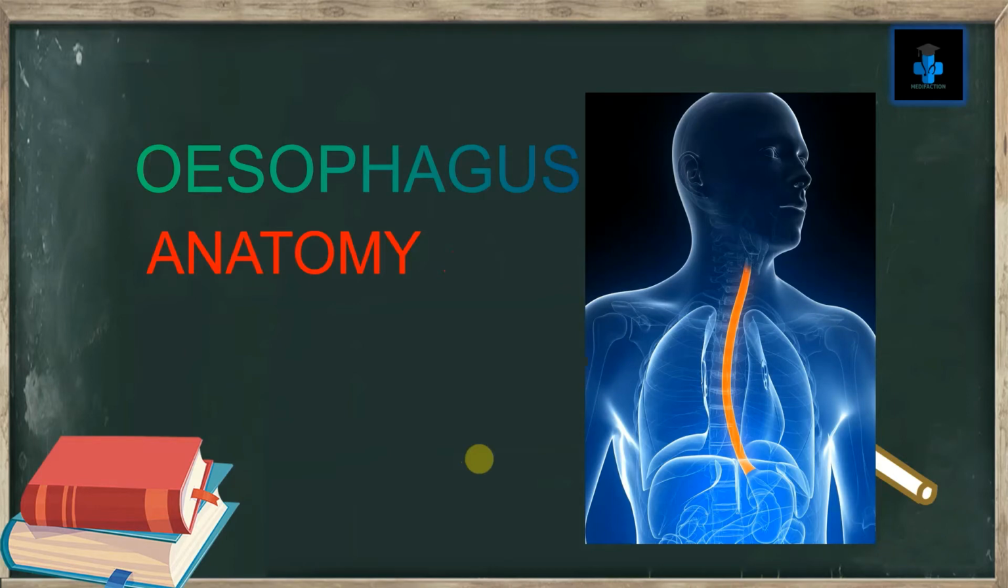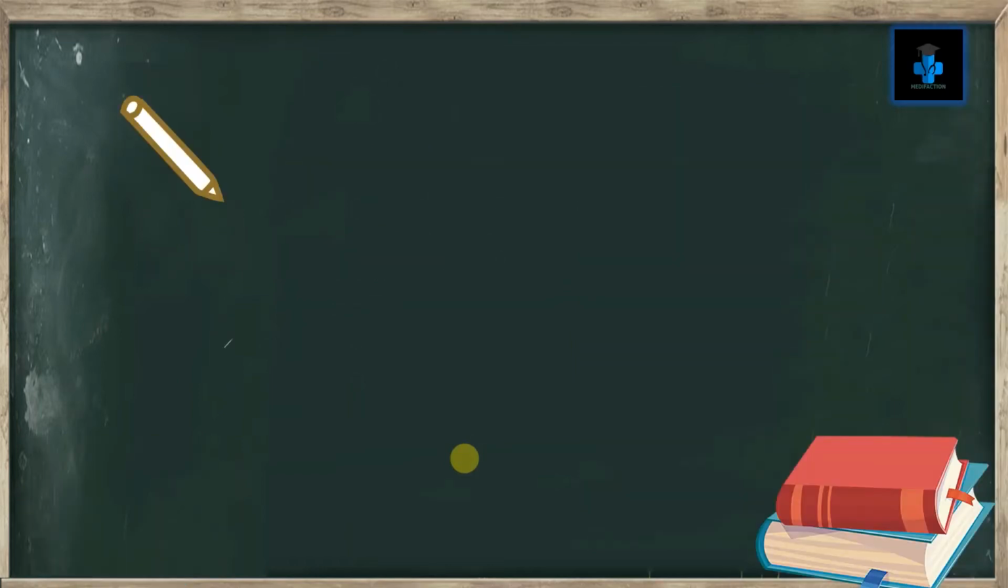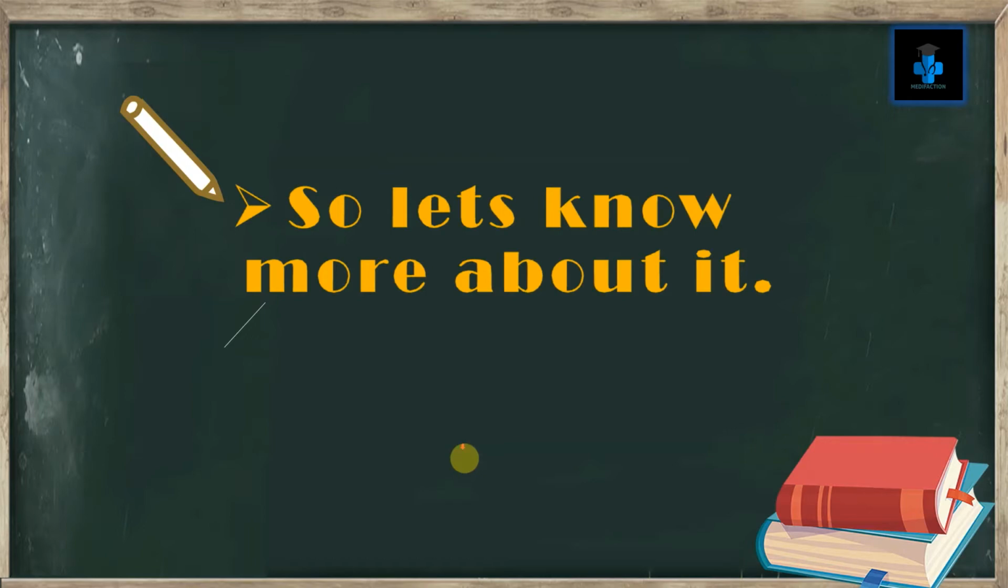Today we are going to learn about the anatomy of the esophagus. So we all know that the esophagus is nothing but a part of the alimentary canal which connects the throat to the stomach. So now let's know more about it.